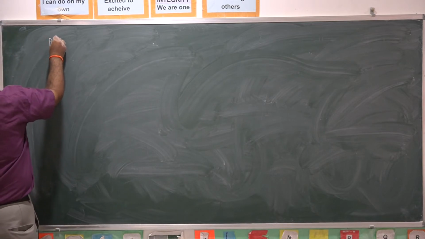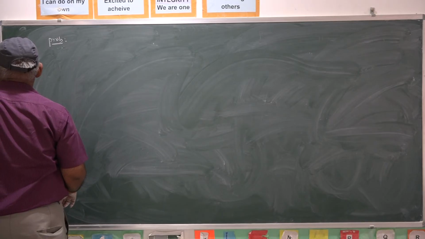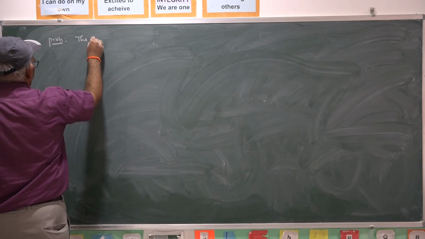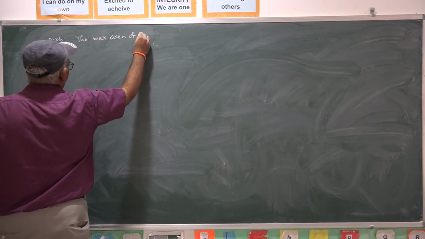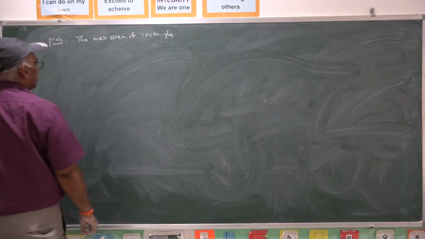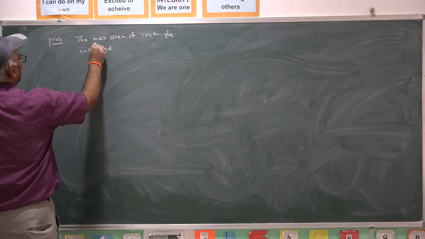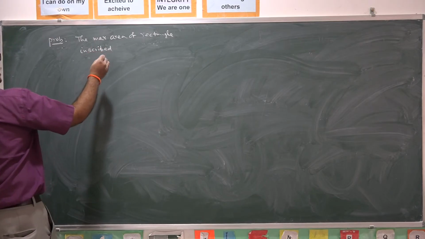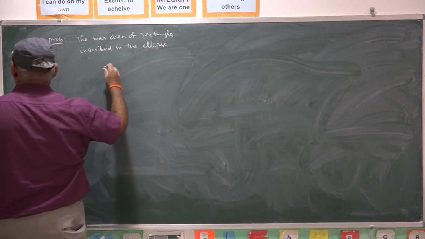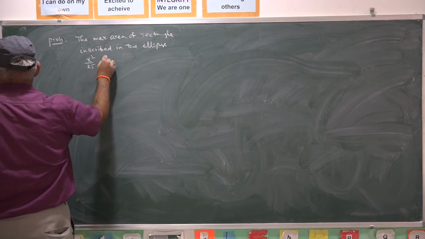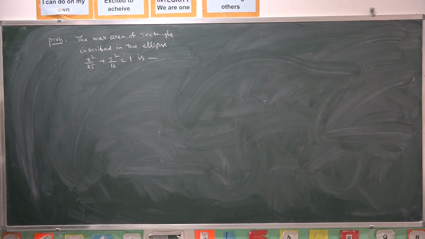Next, the maximum area of a rectangle inscribed in the ellipse x square by 25 plus y square by 16 equal to 1. What is the maximum area of the rectangle inscribed in the ellipse?